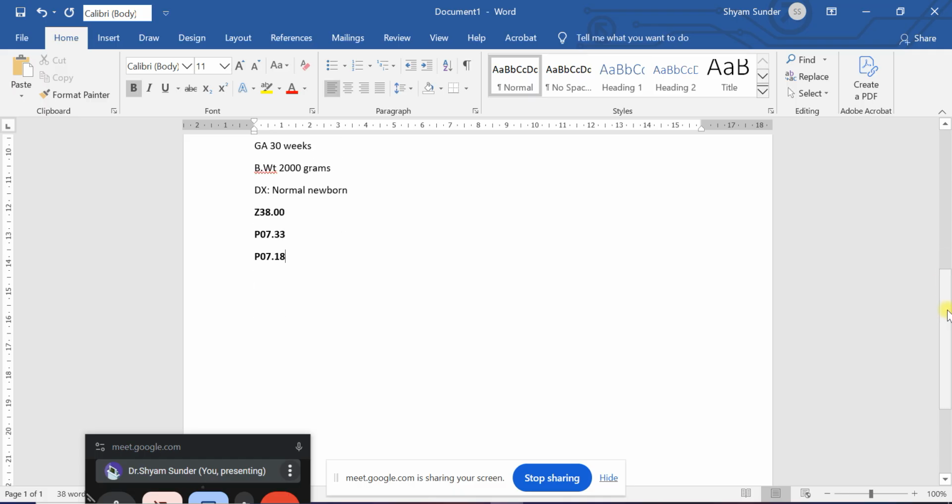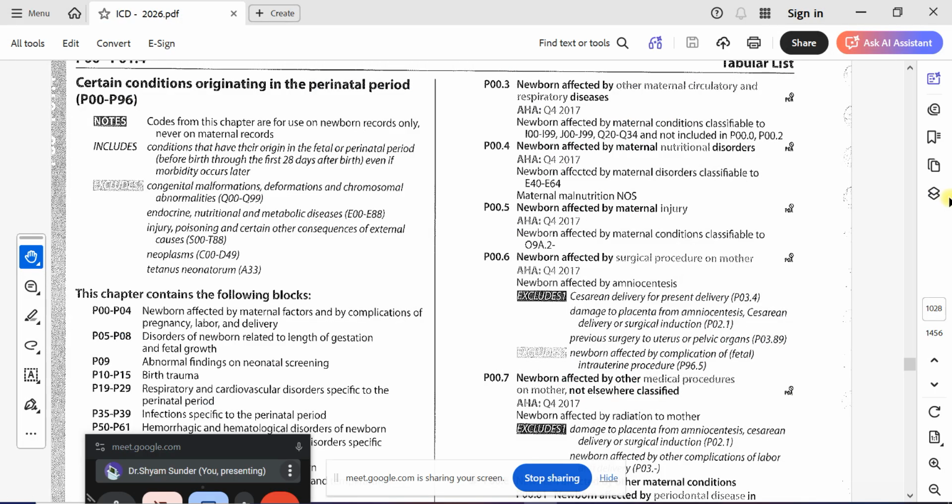Sir, what is the difference between perinatal and neonatal? Perinatal basically starts from the fetal age up to 28 days, but neonatal refers to from birth to 28 days. Okay, so neonatal is part of perinatal, right? Yes. Okay.